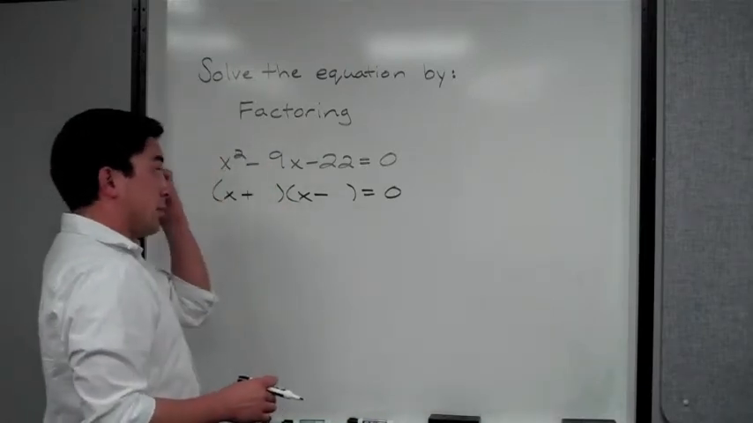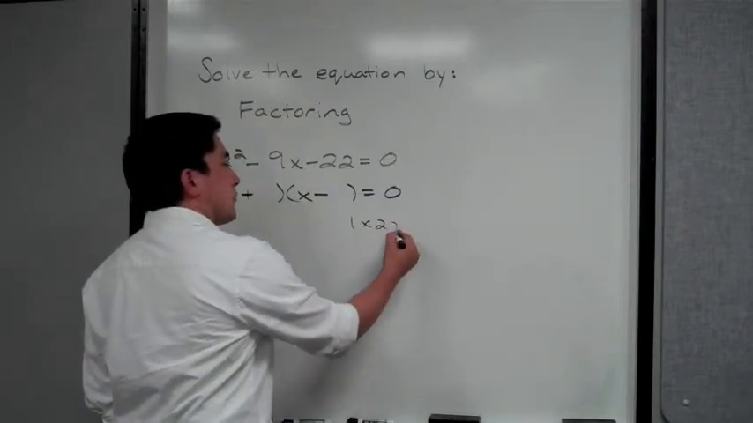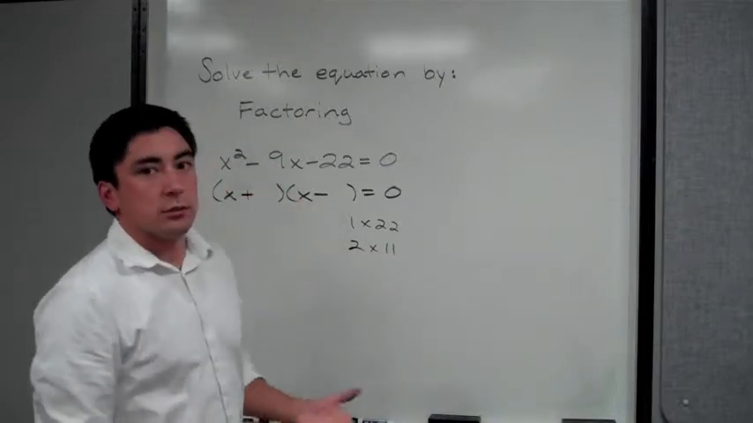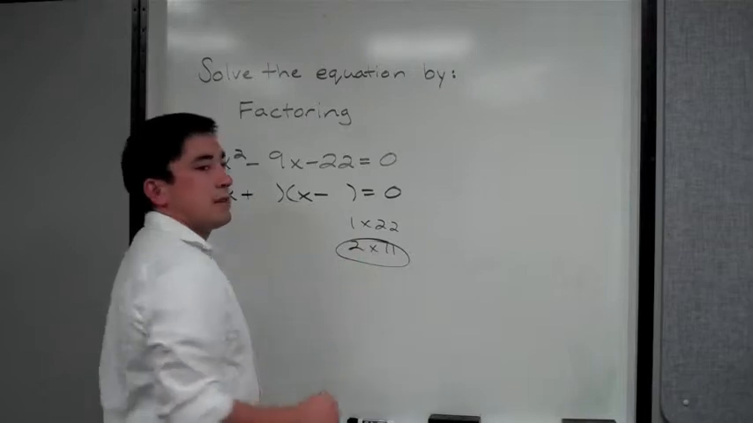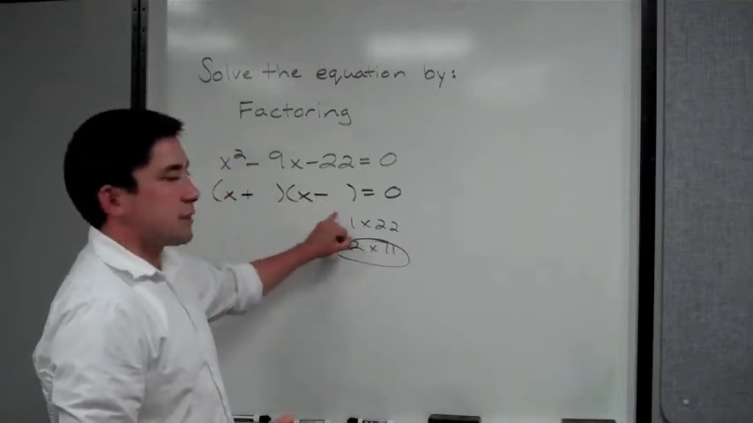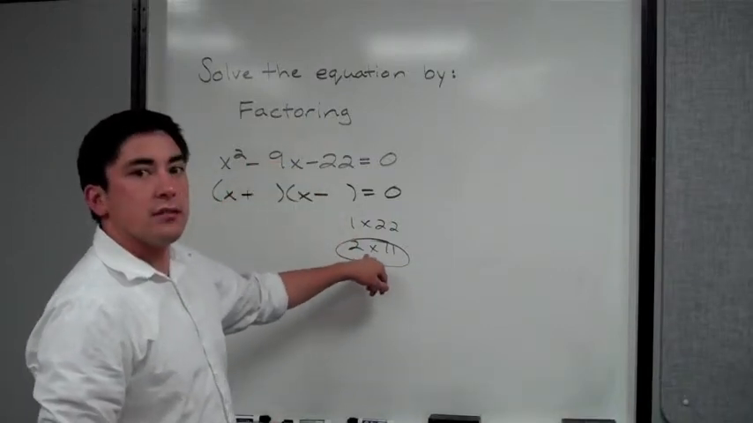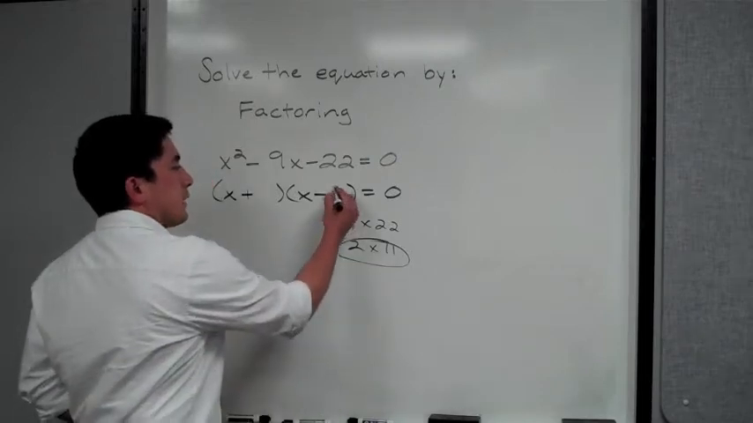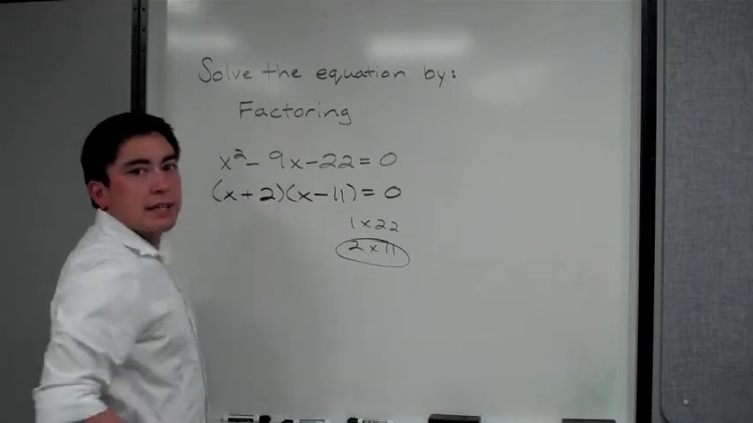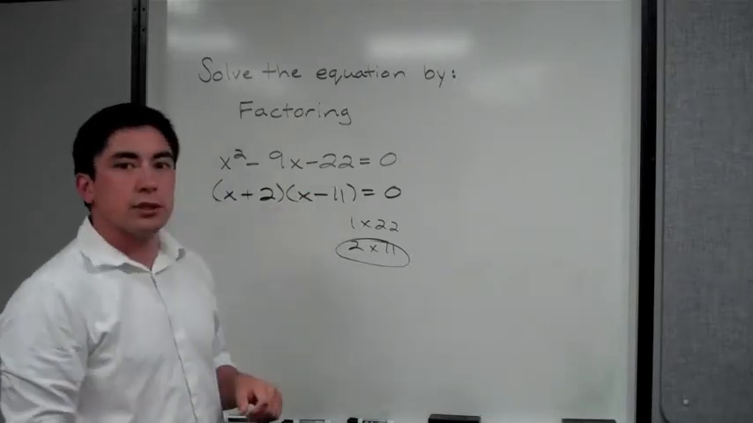Now we need to figure out the factors of 22: 1 times 22, or 2 and 11. Which one has a difference of 9? Obviously, the 2 and 11 have a difference of 9. Now it does matter which number goes with which symbol, because we want a negative 9. So our 11 needs to be the negative. We have negative 11 and a positive 2 make a negative 9, and 2 times negative 11 is negative 22.